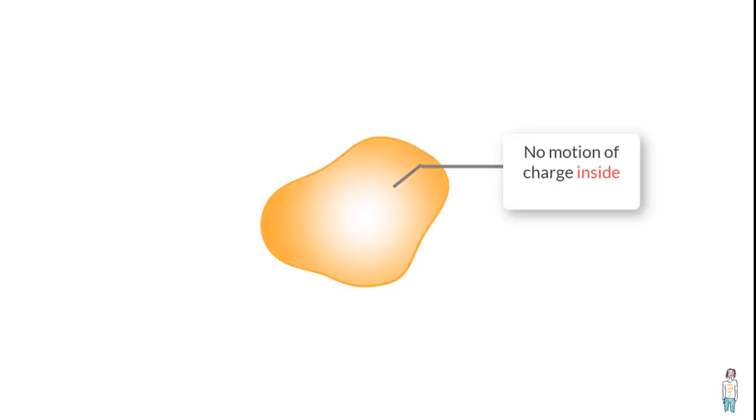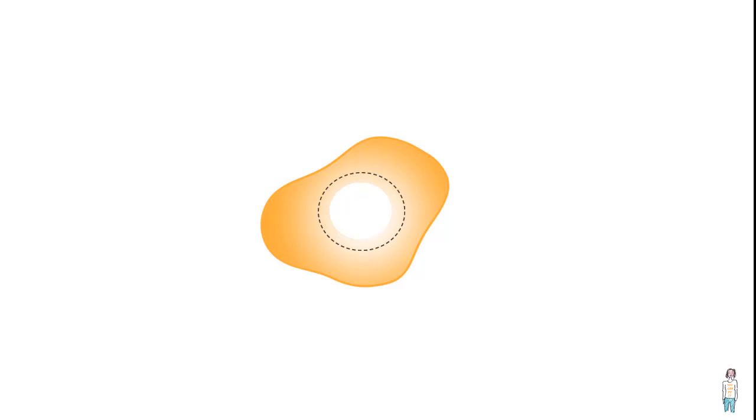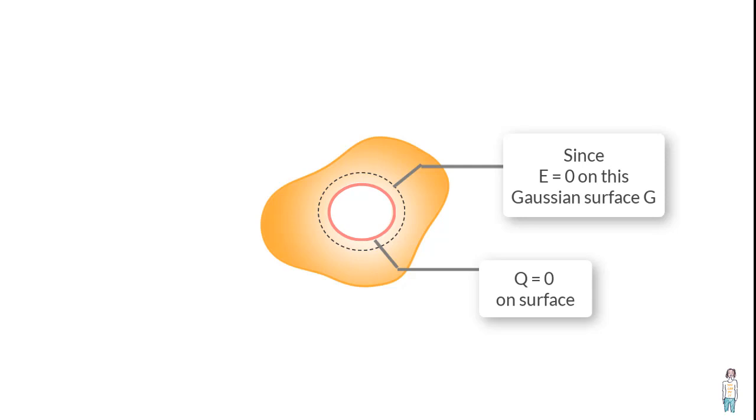Well, we know that if there is no motion of charge inside a conductor, the E value at any point inside the conductor has to be 0. And if you spill excess charge on the conductor, it will redistribute itself evenly on the surface of the conductor. So with these facts in mind, let us go ahead and make a cavity inside this conductor. Now, if we make a Gaussian surface G like this, we can say that there is no distribution of charge on the surface of the cavity, since the electric field E on this Gaussian surface is 0.